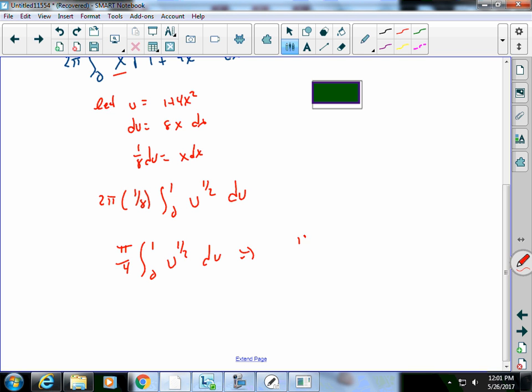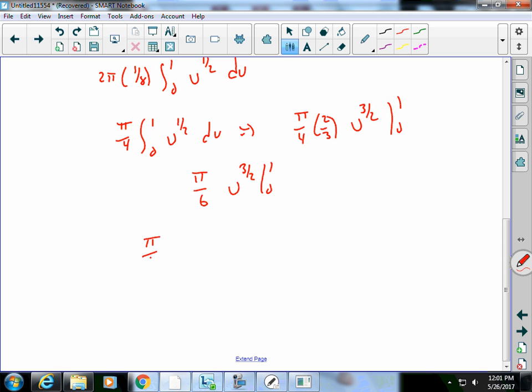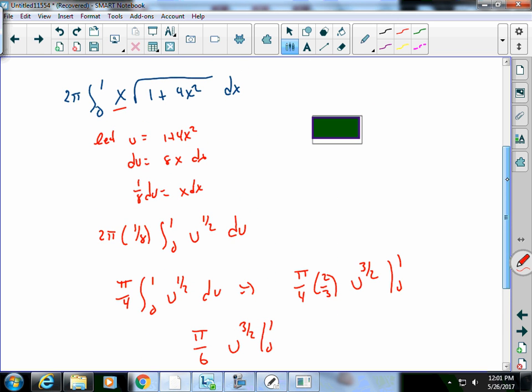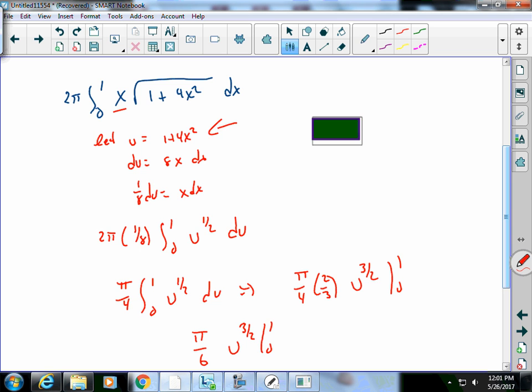When I integrate that, I have a pi over 4 times u to the 3/2, so I need a 2/3 here, from 0 to 1. I can clean that up, and that becomes pi over 6 times u to the 3/2 from 0 to 1. Since I did not change my limits of integration, I need to go back and substitute for u. And u originally, we said u was equal to 1 plus 4x squared.